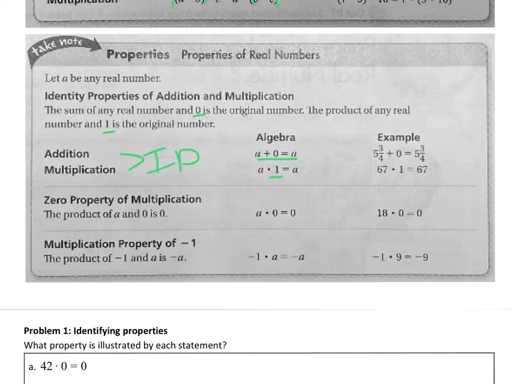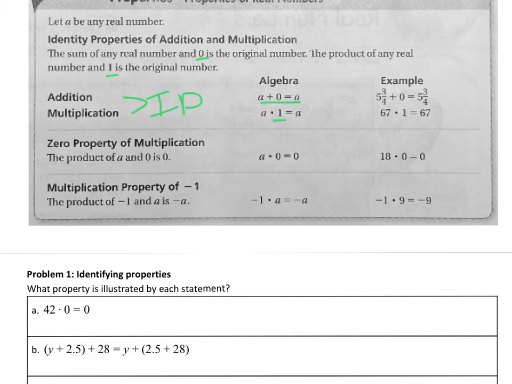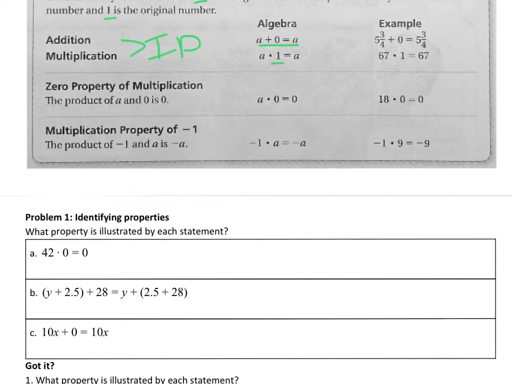Moving ahead, the 0 property of multiplication just says if I multiply any real number times 0, my result is 0. So any real number times 0 is 0. And then the multiplication property of -1. Multiplying a number by -1 changes its sign. Now, that's an important thing. It changes its sign. It doesn't just make it negative. So -1 times 9 is -9, but we've got to recognize that -1 times -9 is +9. So it changes the sign. That's an important distinction.